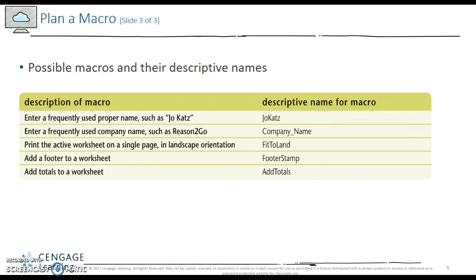For the description of a macro, they're showing you some descriptive names, like Joe Cats or footer stamp or add totals. These are great descriptive names for macros.